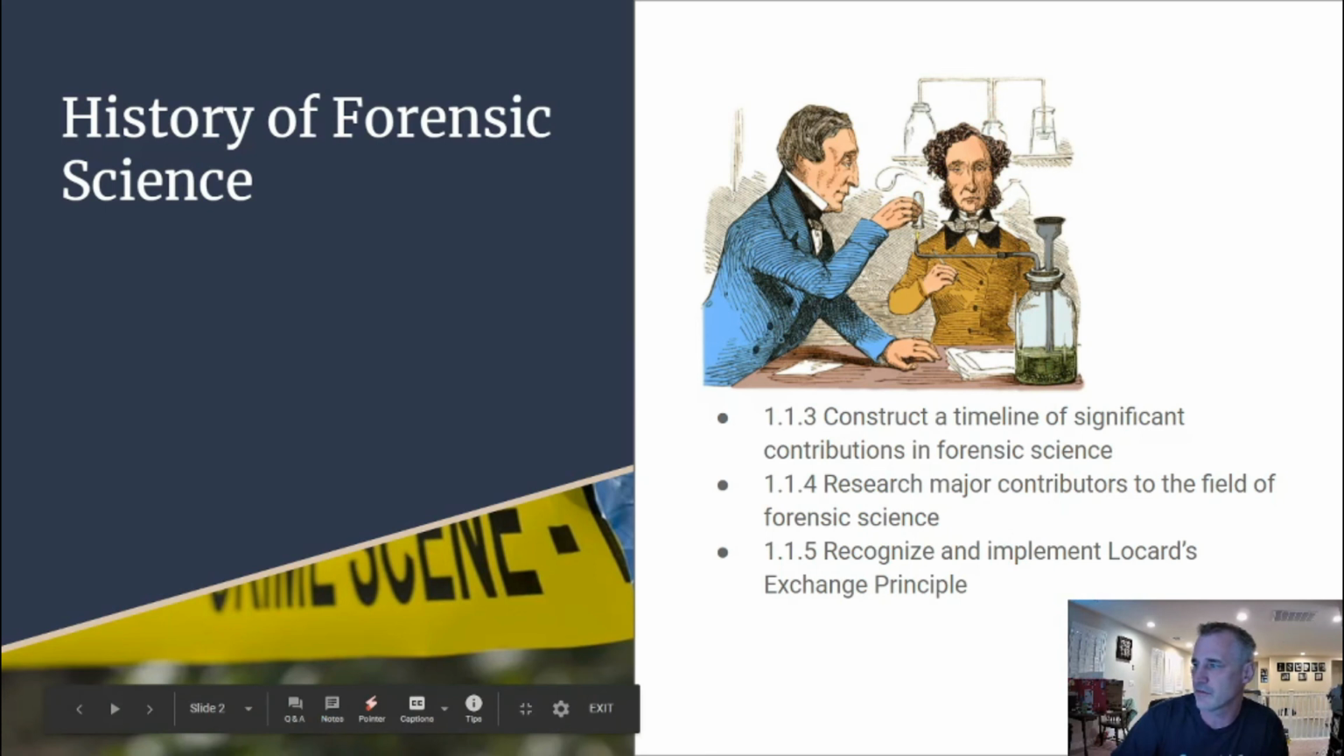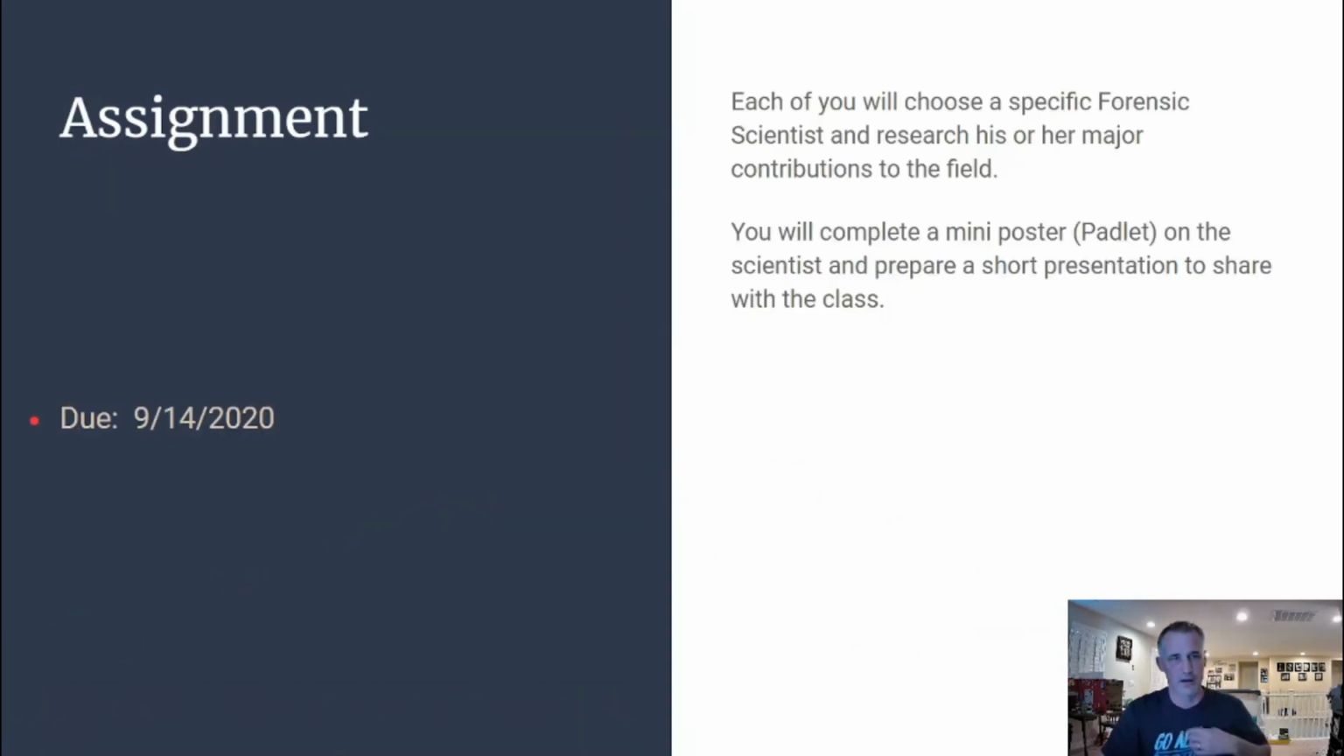So let me see if I can get to the next page here. All right, here we go. So your next assignment. I made this due next Monday, the 14th, and the reason for that is because you're going to be presenting part of this. So everybody's going to have to take about 3 to 5 minutes and actually do a little presentation.